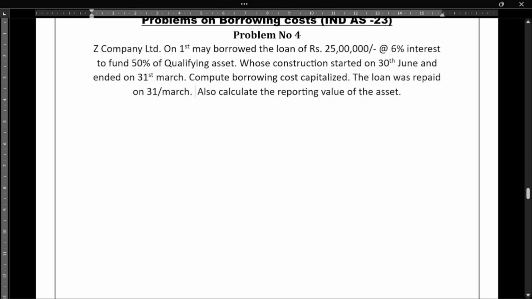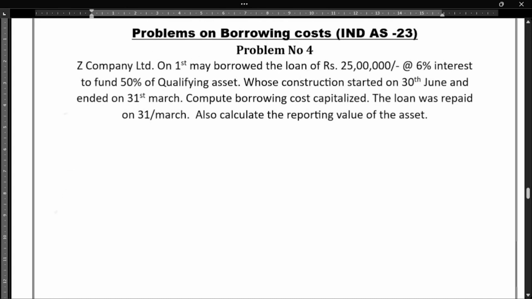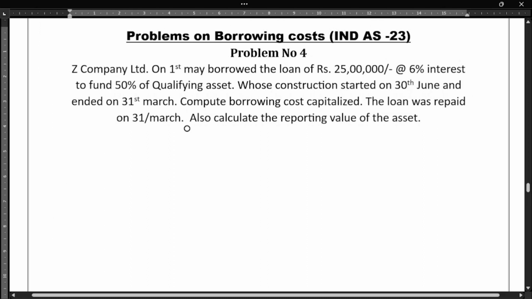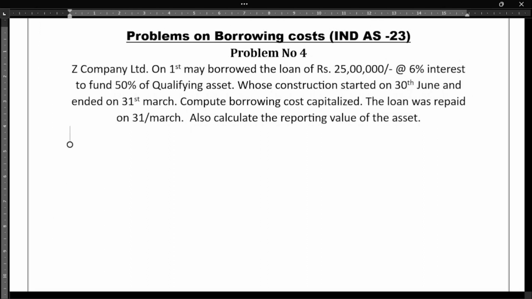From this particular video, we'll solve one more problem related to borrowing cost, according to the provisions of IND AS 23. Now there's a question on the screen.